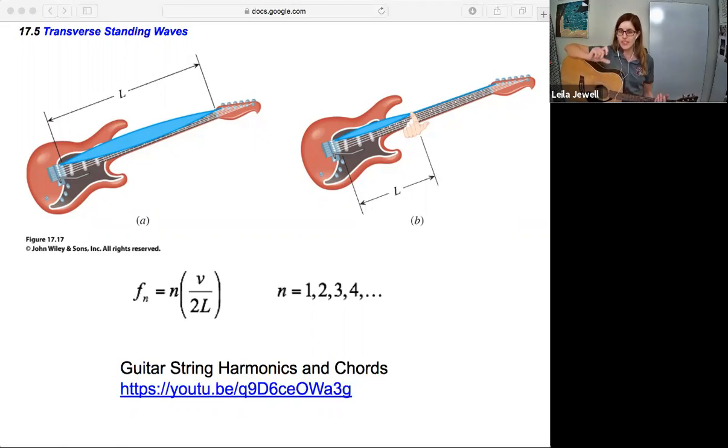Well, if I want it to be exactly twice the frequency, then I'll need my length to be half as big. If my length is half as big, then that's going to make this overall term 2 times bigger. So the frequency will be 2 times bigger. And so that's what we can do.